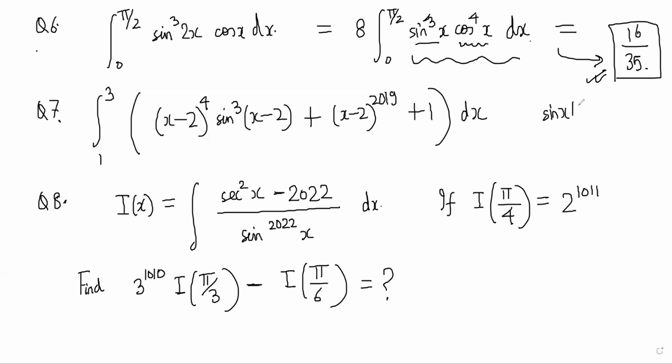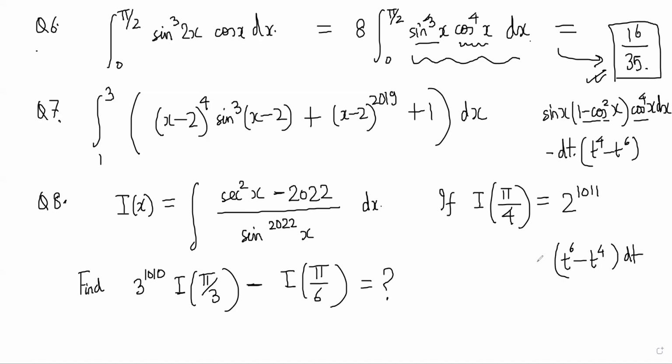Sin x, 1 minus cos square x, cos power 4x dx. Cos x is t, so minus sin x dx is dt. So this is minus dt and t power 4, 1 minus t square. So t power 4 minus t power 6, right? Yes, sir. So this is clearly t power 6 minus t power 4 dt the integral, and we have taken cos x as t. So when x is 0, what is cos x? 1. So 1 is the lower limit, right?